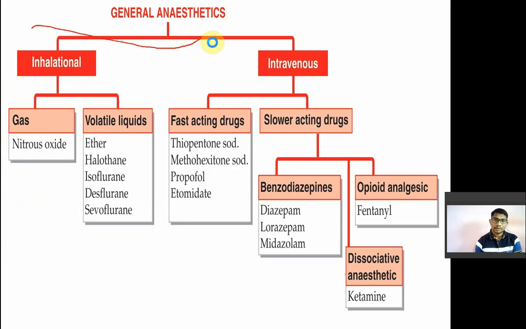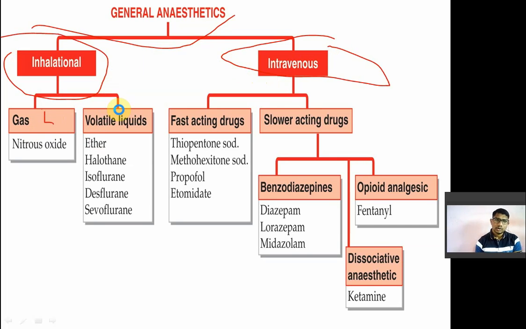It is a pharmacological classification again. So they are classified into two major classes: inhalation anesthetics and intravenous general anesthetics. So in inhalation anesthetics you have two: gases plus volatile liquids. So gases, in that you see nitrous oxide is known as laughing gas. Why it is known as laughing gas, I will explain.